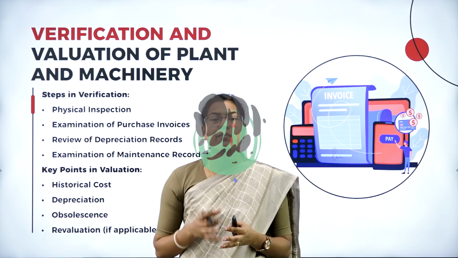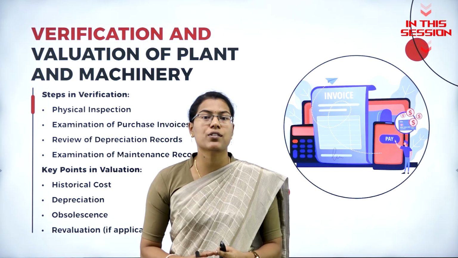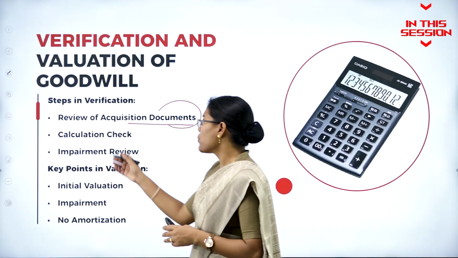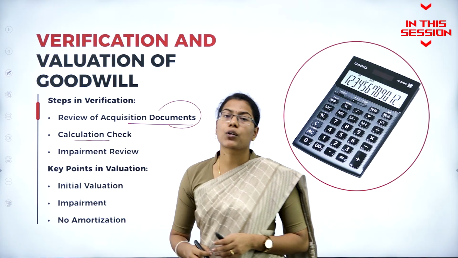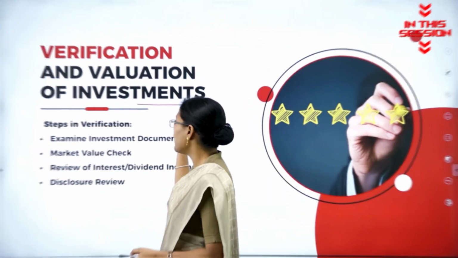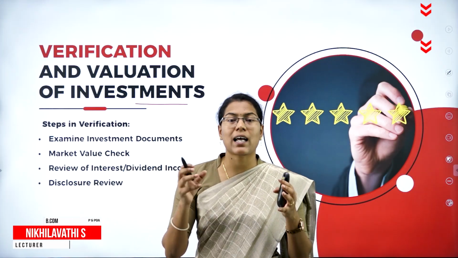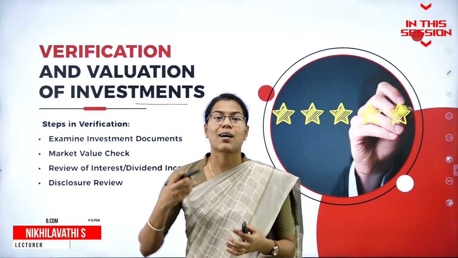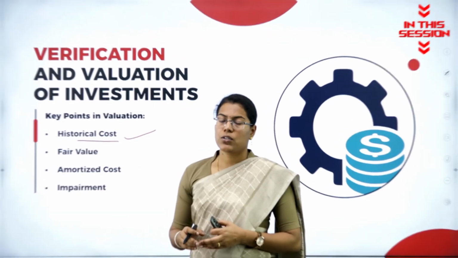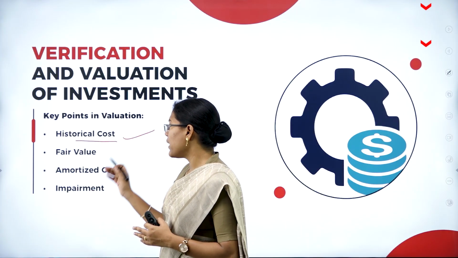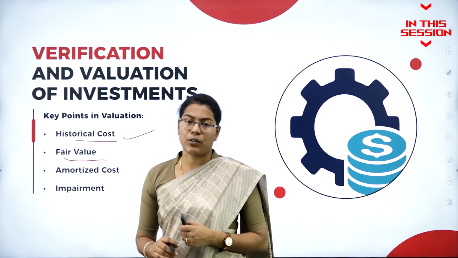So these are the equipments or the machineries that is used for the production process in the organization. He has to recheck the calculation of the goodwill. So what is the amount of goodwill that is calculated? Investments are basically the assets that are owned by the business in order to earn some revenue or returns. So here the auditor checks what was the historical cost of the investments, then he checks for the fair value.